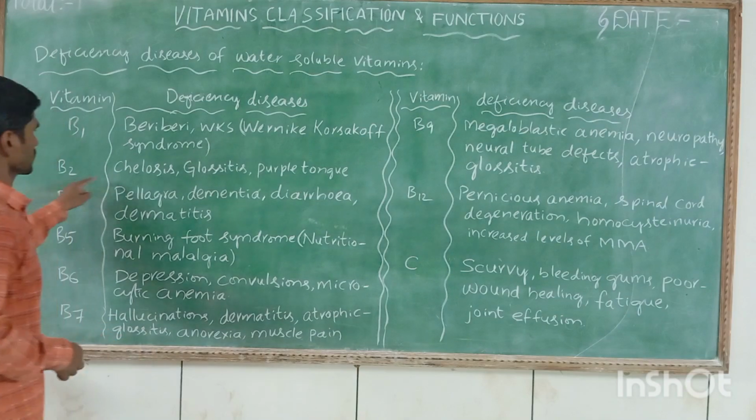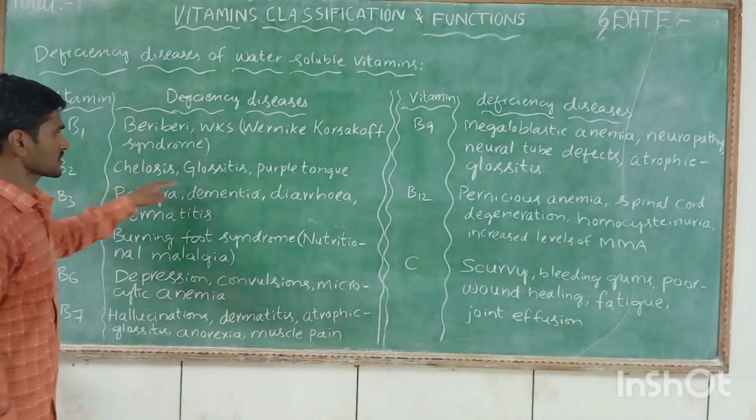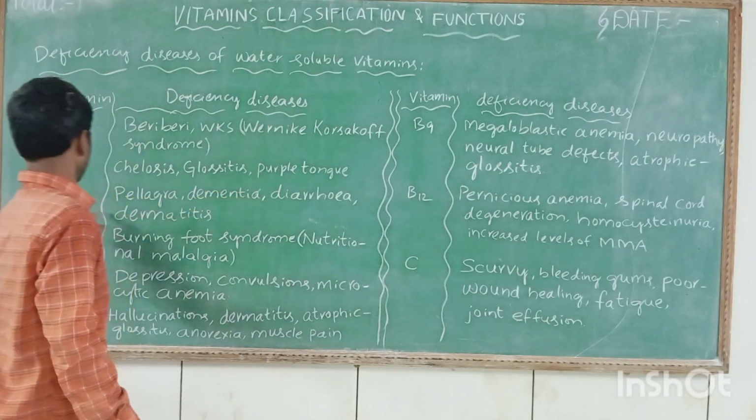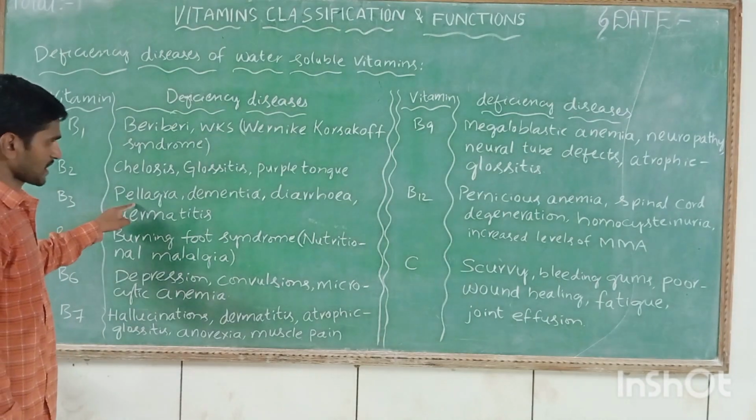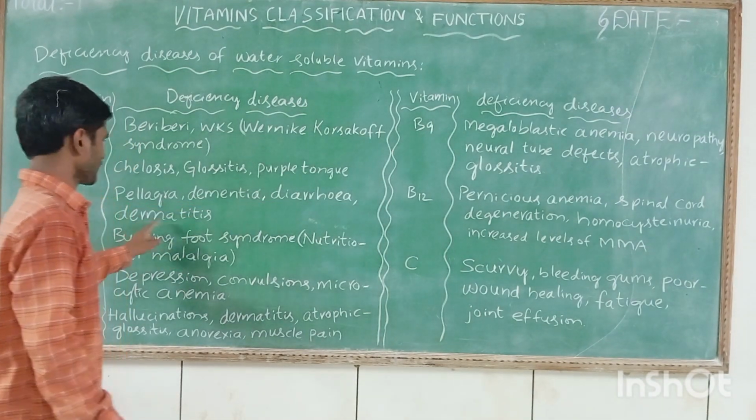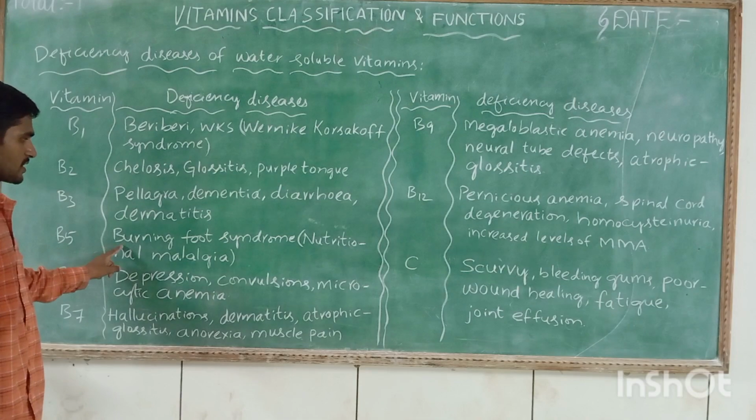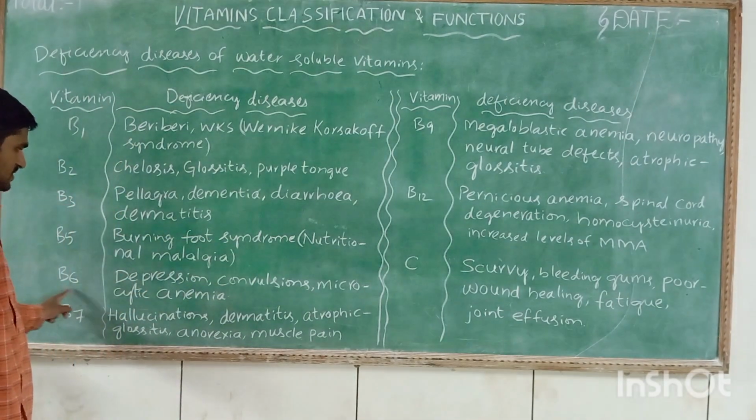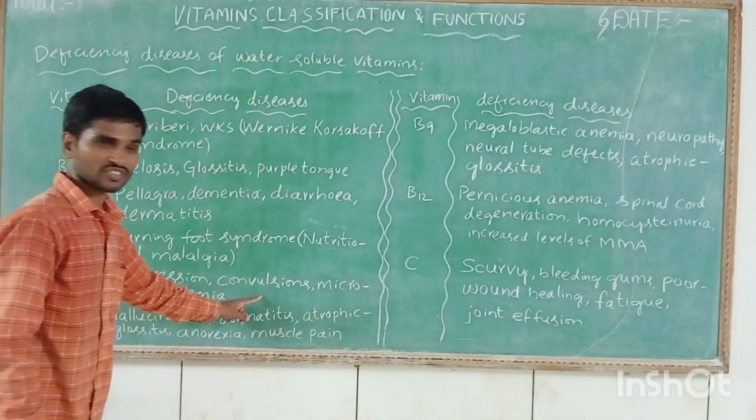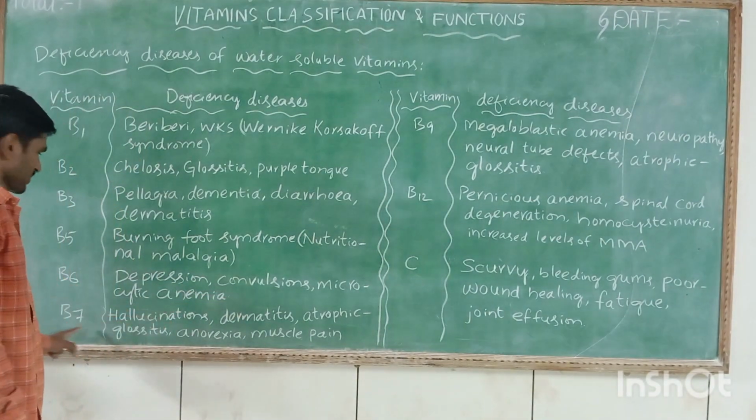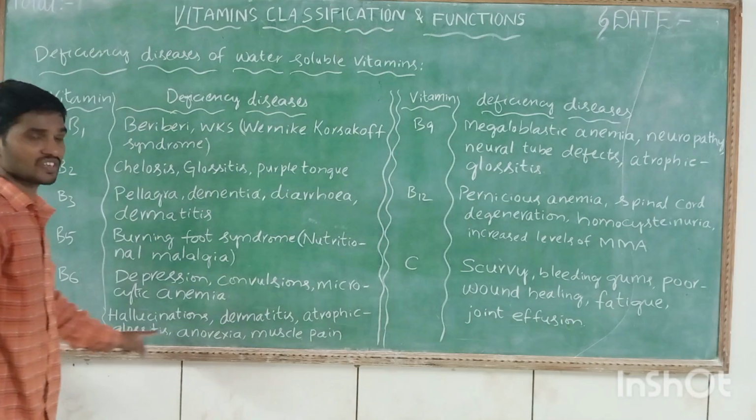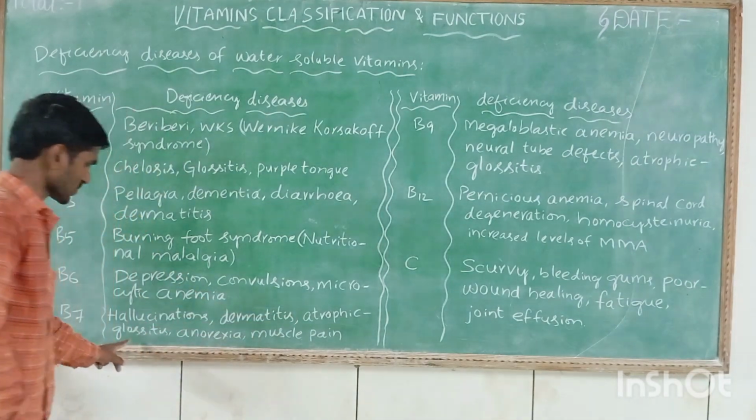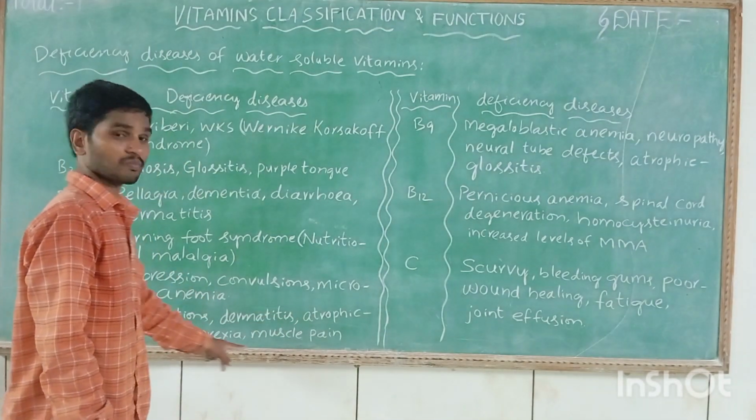Then vitamin B2, the deficiency is cheilosis, glossitis, purple tongue. And vitamin B3, the deficiency disease is pellagra: dementia, diarrhea, dermatitis. Vitamin B5, burning feet syndrome, also called nutritional melalgia. Vitamin B6, depression, convulsions, microcytic anemia. And vitamin B7, hallucinations, dermatitis, atrophic glossitis, anorexia, and muscle pain.